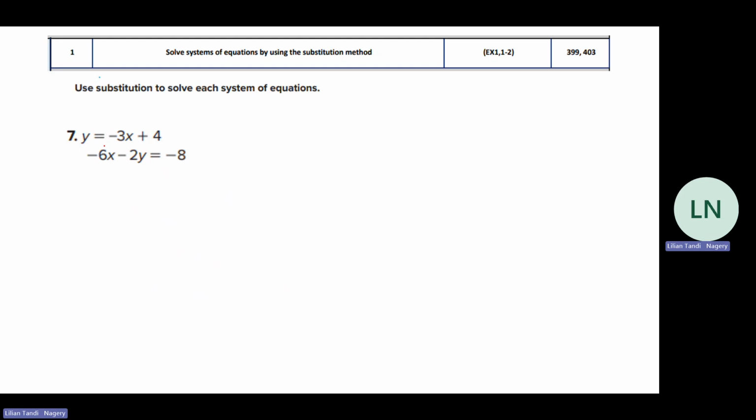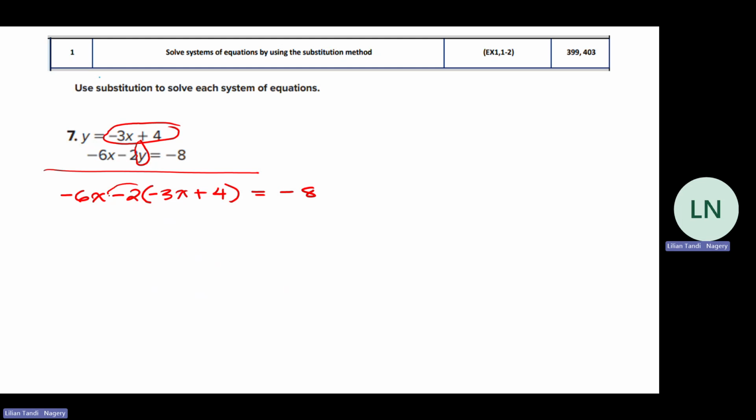Okay? Here we are lucky. The equation starts with y, or it starts with one variable. So this goes here. So we have negative 6x minus 2 parentheses negative 3x plus 4 equals negative 8. And we do distributive property. So that will be negative 6x plus 6x plus 4 equals negative 8.